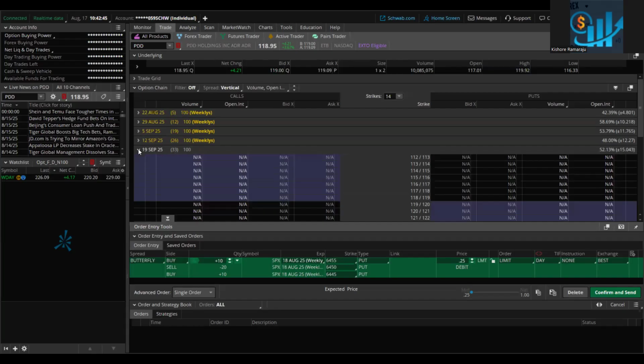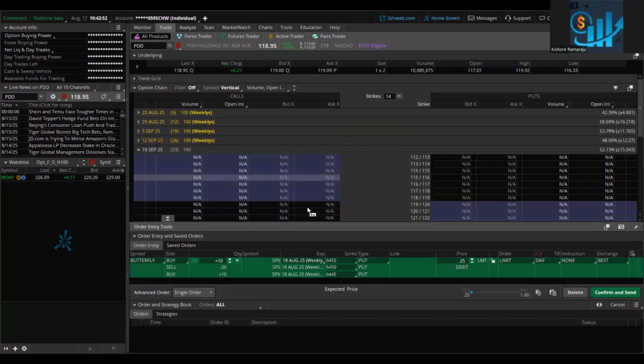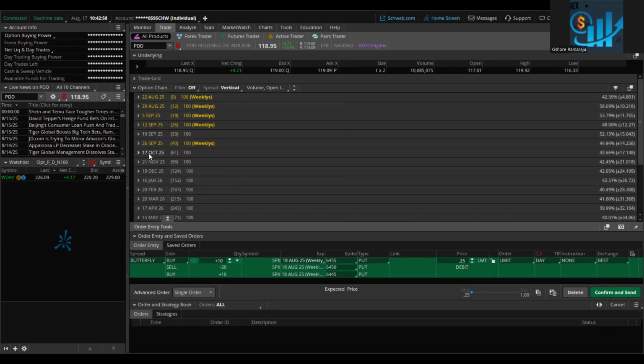So if you are a swing trader, you don't want to just take profits quickly, you want to hold them for a longer time, you can go with monthly expiries, right? 19th September, 17th October, 21st November, these are monthly expiries. So you have 33 days more for the monthly expiry, 61 days more for the monthly expiry, 96 days more for the monthly expiry. Whereas 5 days for the weekly expiry, 12 days for the weekly expiry. So these are the weekly expiries.